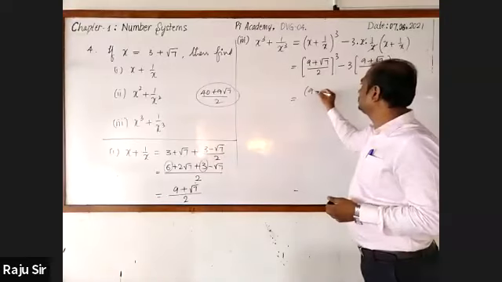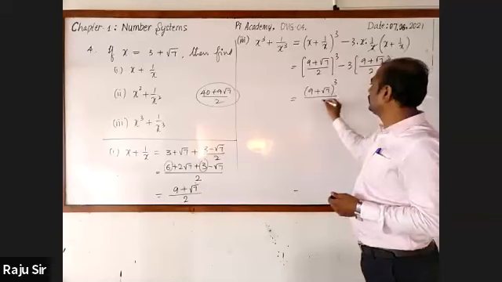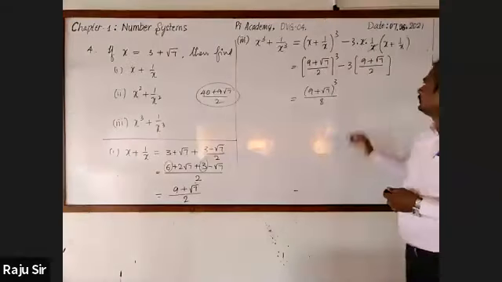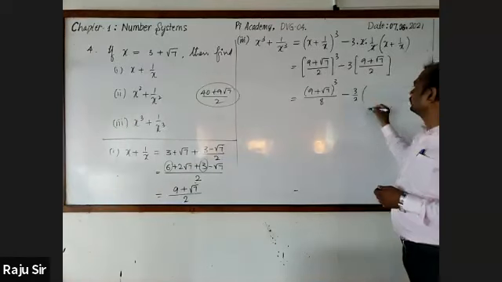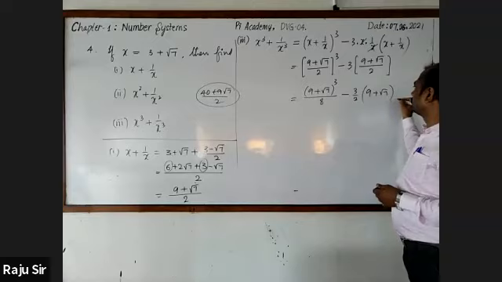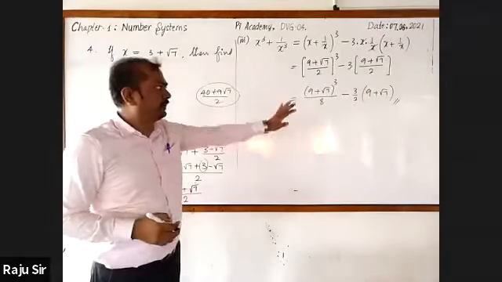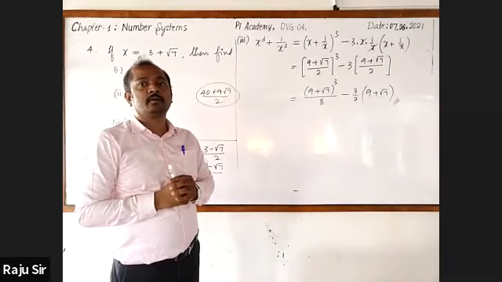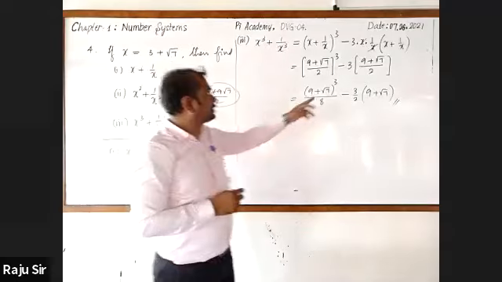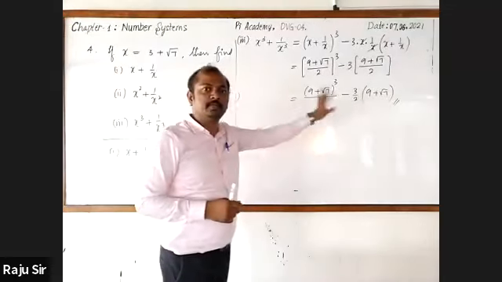It is 9 plus root 7 whole cube by 2 cube, which is 8, minus here this is 3 by 2 into 9 plus root 7. Still it can be simplified. Let us write up to here only. Got it? The reason is here cube is there, here power is 1. So let us stop up to here.